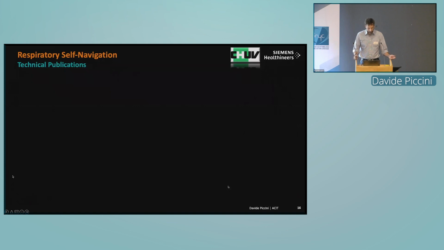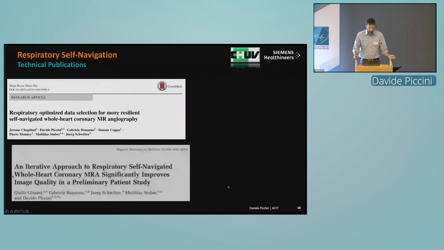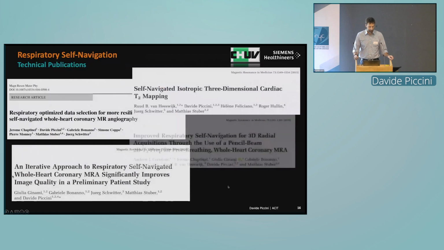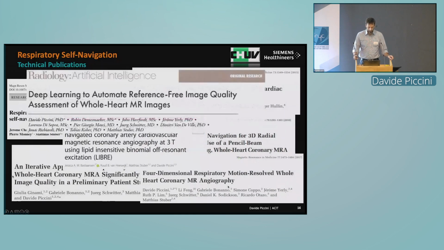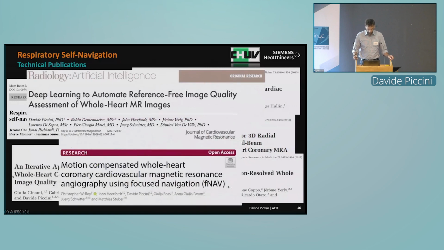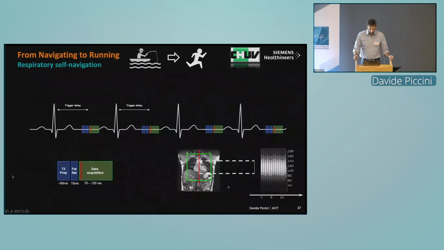And this is not only for clinical publications, there were a lot of spin-offs, let's say, of this sequence with different motion corrections, different contrasts, and mainly from our group. So this was also something that helped a lot of PhD students for their work. Now we go to the actual free running part.